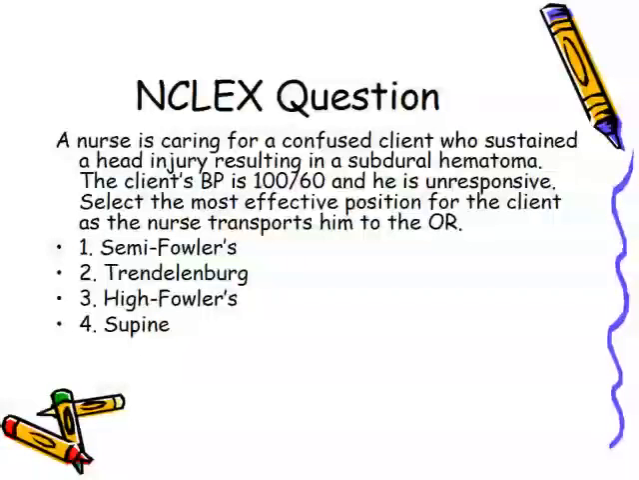So this concludes the first part of the neuro lecture, which basically focused on assessment of the neuro patient. And as we get into the next part of the neuro lecture, we're going to start to look at some other disorders of patients that have neurological problems.